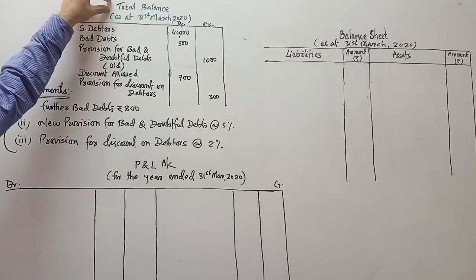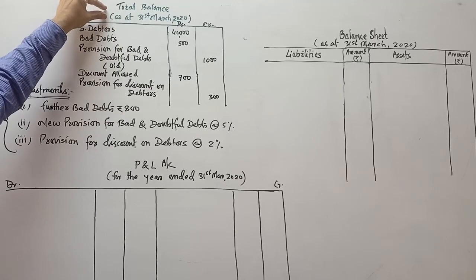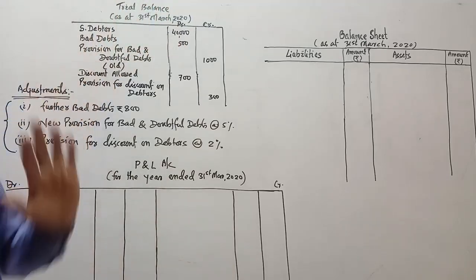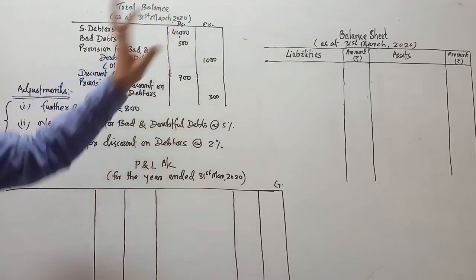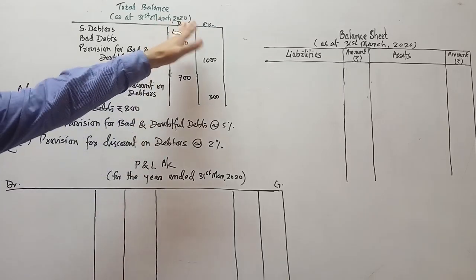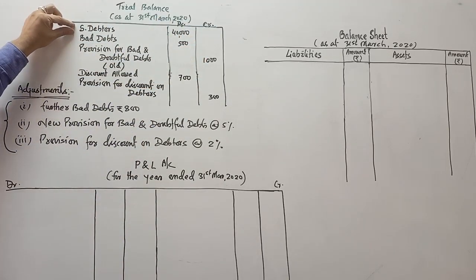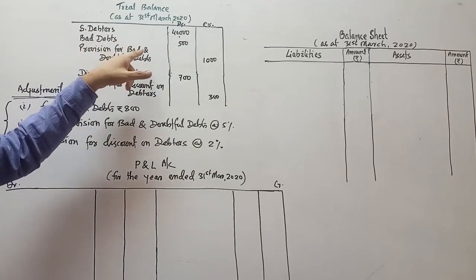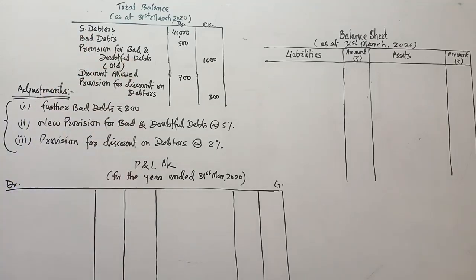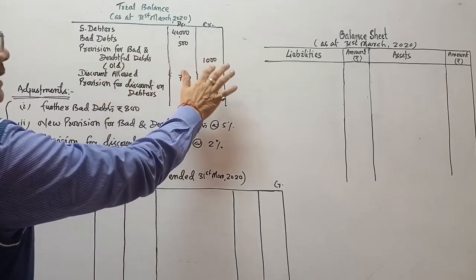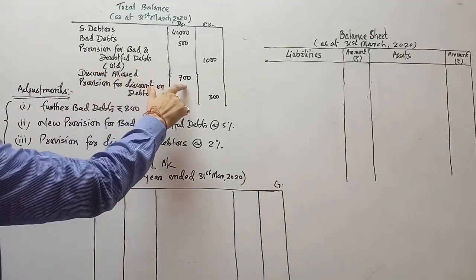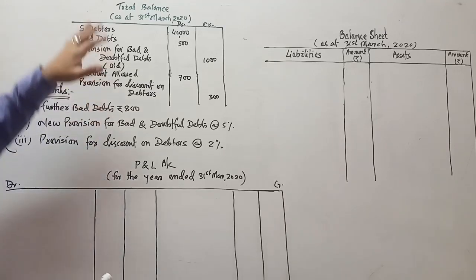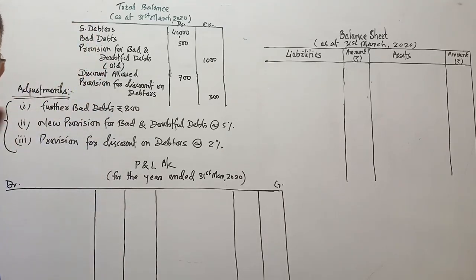This is the trial balance, prepared as at 31st March 2020. This is debit and credit. In the trial balance, debtors is 40,000, bad debts is 500. Provision for bad and doubtful debts, if it is given inside the trial balance, it means it's an old provision, it is 1000. Discount allowed is 700. Provision for discount on debtors is 300. These are the information given inside the trial balance related to debtors.